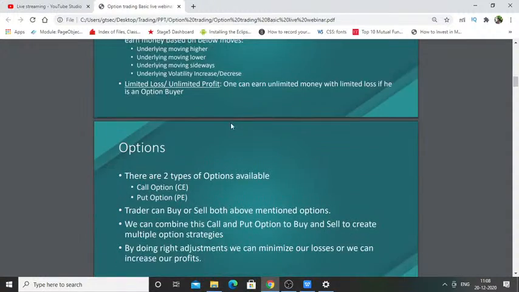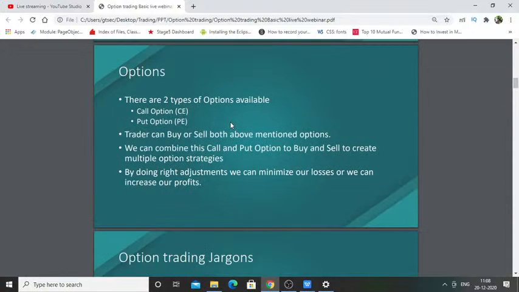So now, what are options? In this session I am assuming that you guys have a little bit of knowledge. We'll start from scratch and move step by step, so that all people can get knowledge of this. We have two types of options available. One is the call option and one is the put option. Traders can either buy or sell, or do both buy and sell for the above-mentioned two options. So we can combine call options and put options for both buy and sell.